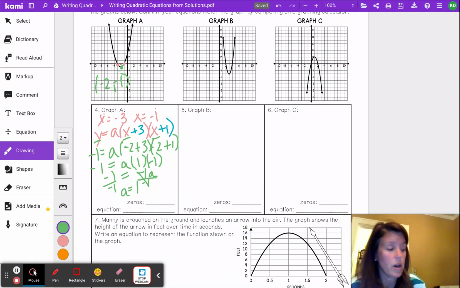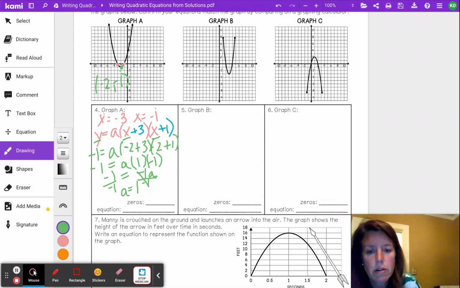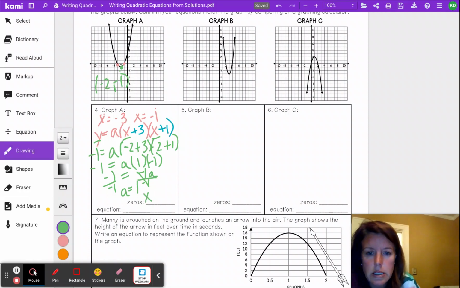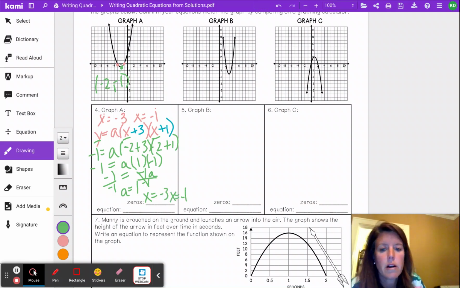You got me? You're still there? Okay. So now I'm going to write what our zeros are. Our zeros were x equals negative 3, x equals negative 1, and then our equation. So they don't give us enough room for all this.